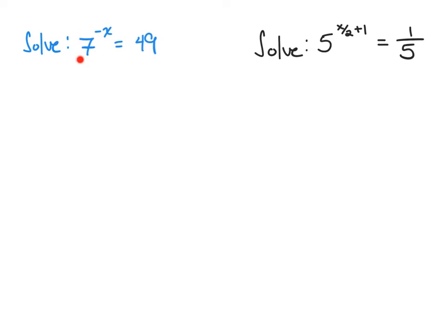So here we have a base 7 on the left and a base 49 on the right. Well, I want to turn this into a base 7. I want to make this base smaller. So for that, I just have to ask, what power of 7 gives me 49? It's 2. So we can then more or less just get rid of these 7's and set up this new equation here, negative x equals 2. And if you want to solve for x, you can divide both sides by negative 1, which leaves you with x equals negative 2.